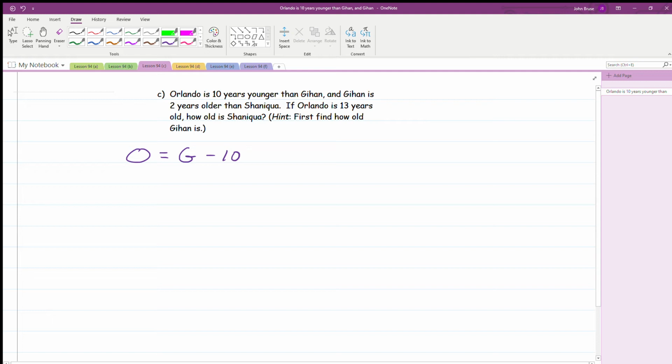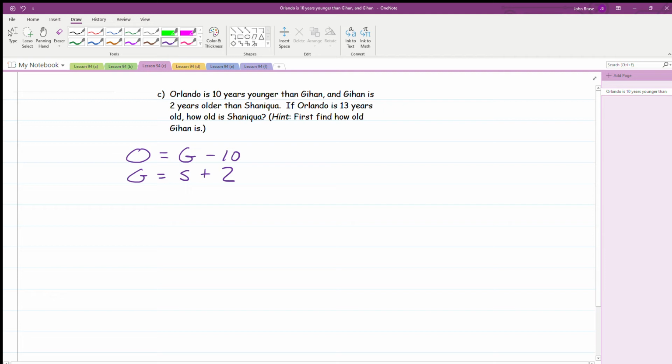And Gian is 2 years older than Shaniqua. So G equals, let's see, 2 years older than, so it's S plus 2, because Shaniqua is 2 years younger than Gian. So G equals S plus 2. If Orlando is 13 years old, how old is Shaniqua? Hint, first find out how old Gian is.